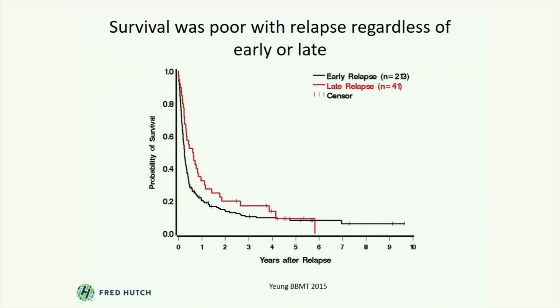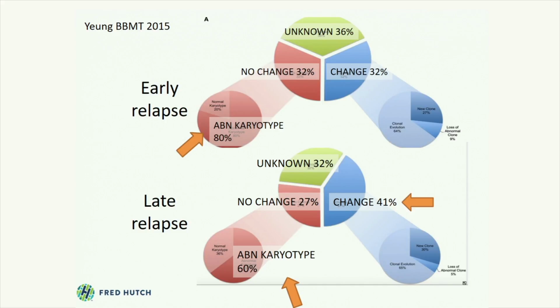What we saw was that survival was poor in the relapsed patients, regardless of early or late, not surprising. We further looked at if there was any clonal evolution, any changes in karyotype, based on whether they were early or late. And really, we didn't notice a huge difference. A third of these, we really couldn't go back and do everything. About a third of these really had no change, which was a surprise. We would expect that patients who had late relapse would have some sort of clonal evolution, but really we didn't even see that. But a third of these patients did have clonal evolution.